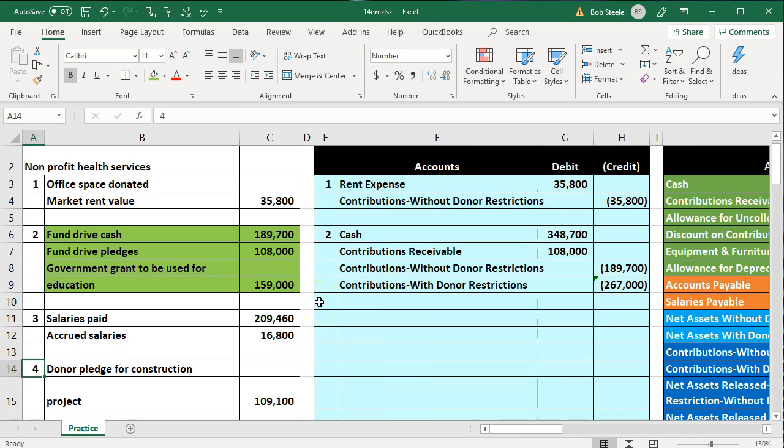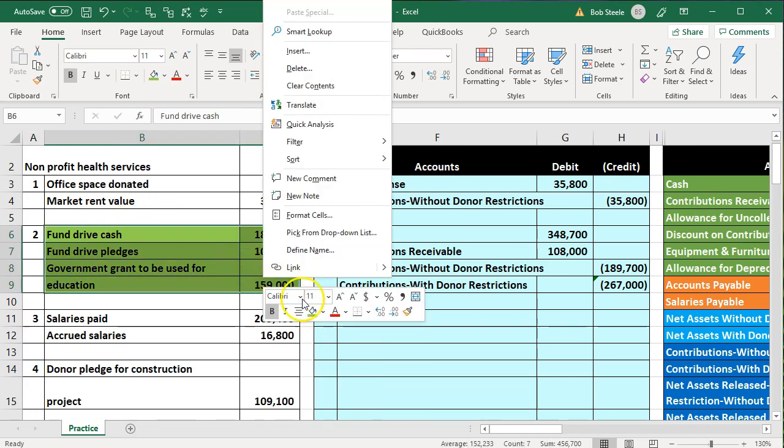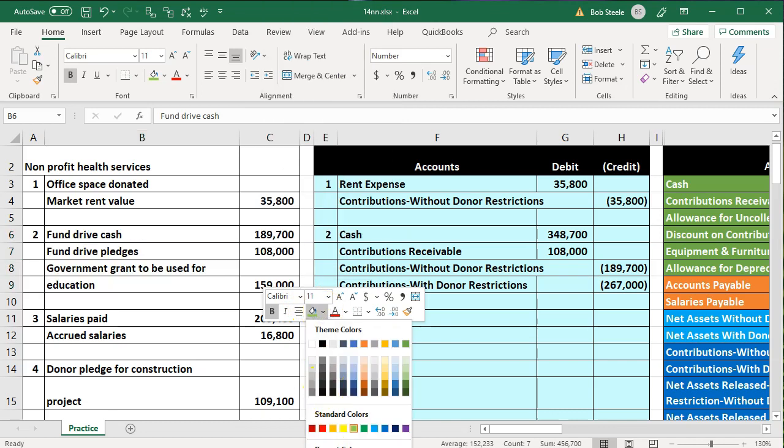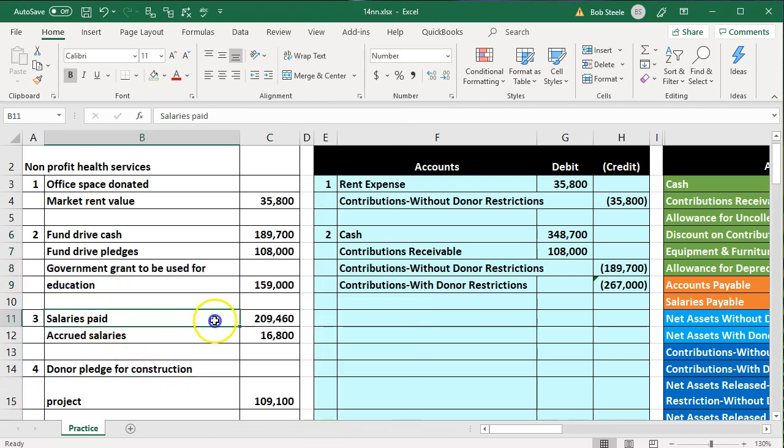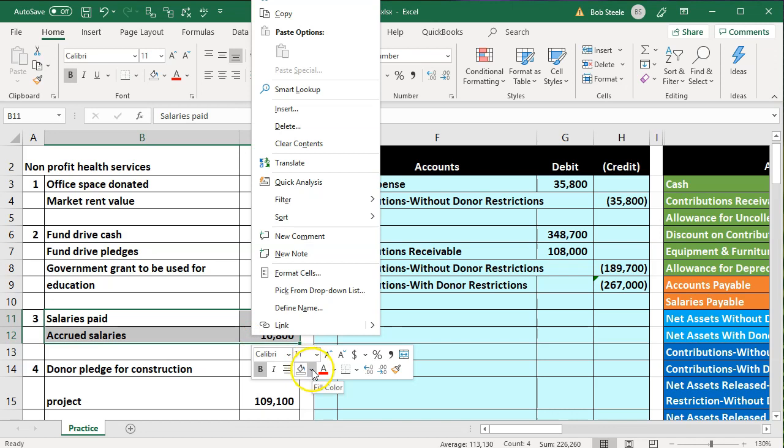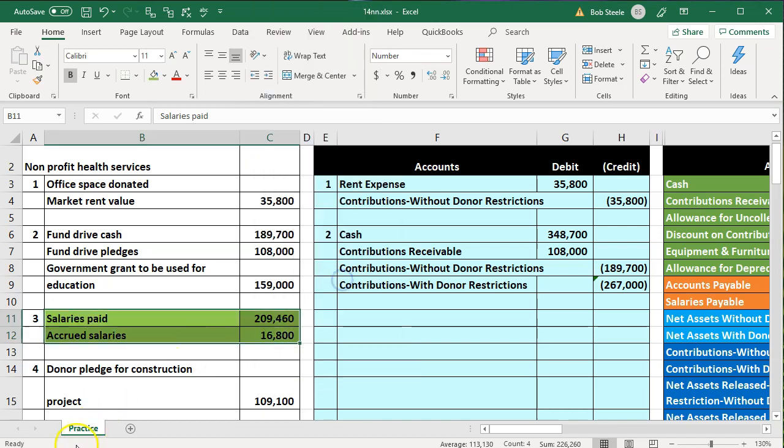Okay, let's see what the next item is. I'm going to make this ungreen, and then I'll make the next one green because we're going to be working on the green one. So we greened this one, we ungreened the last one. This one says we have salaries paid, and the accrued salaries are at the 16,800. So we're going to pay the salaries.